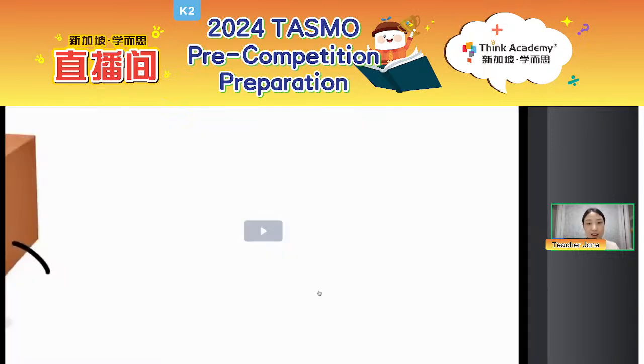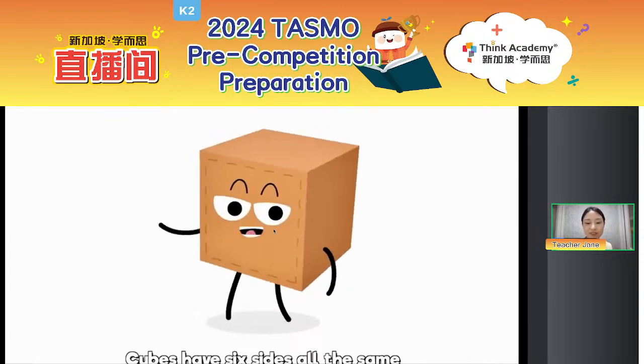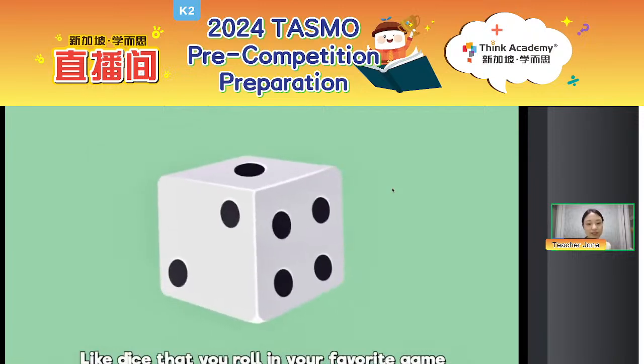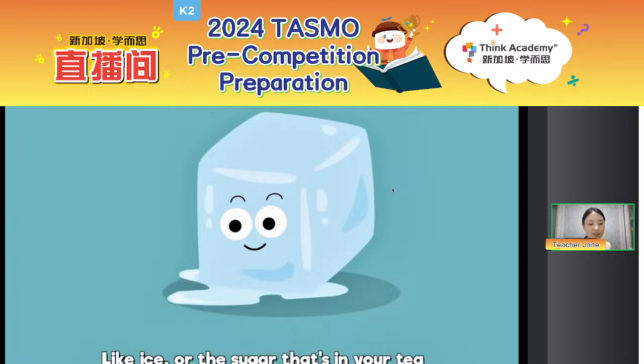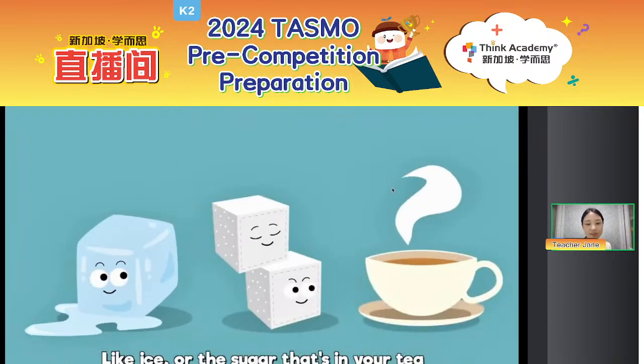Everyone, let's see. Cubes have 6 sides all the same, like dice that you roll in your favorite game. Side square with 8 vertices, like ice or the sugar that's in your tea.